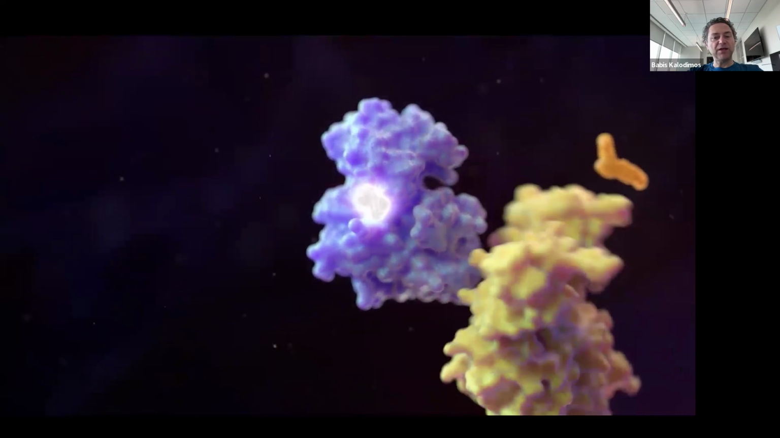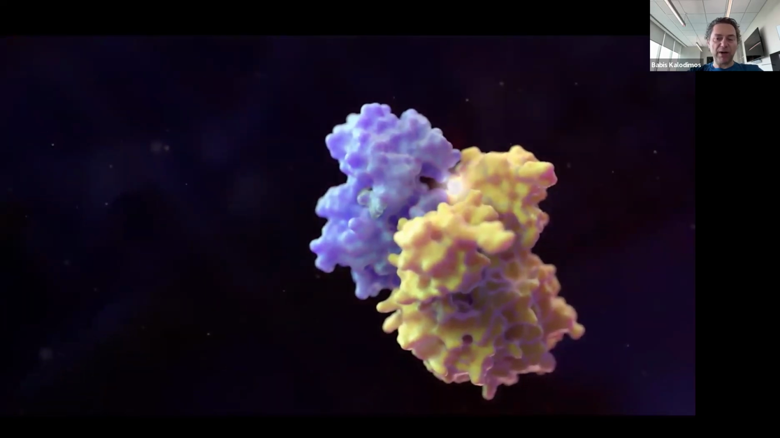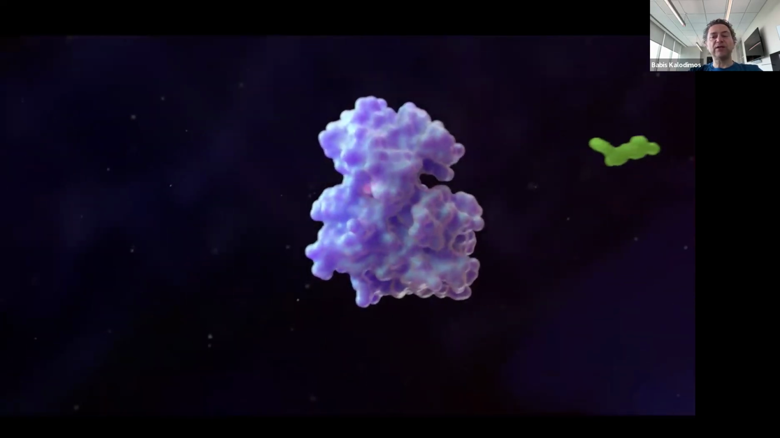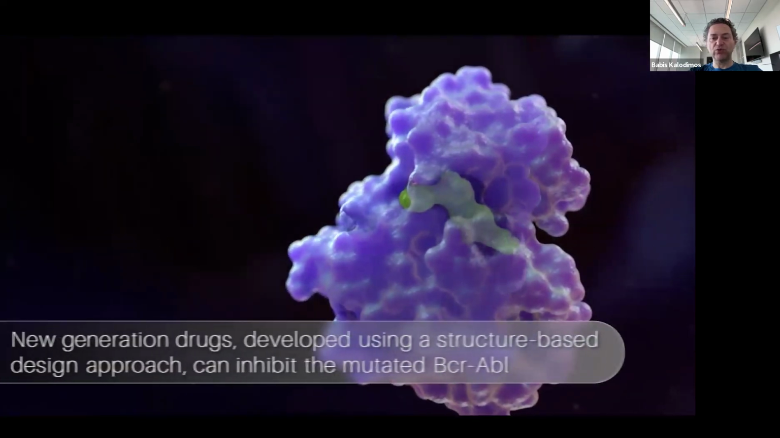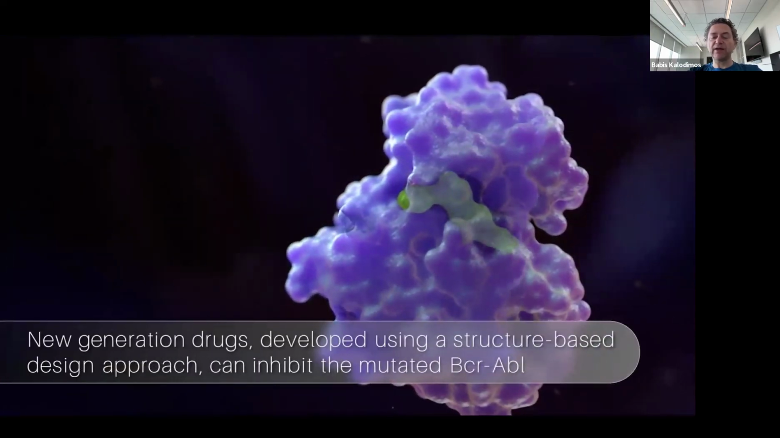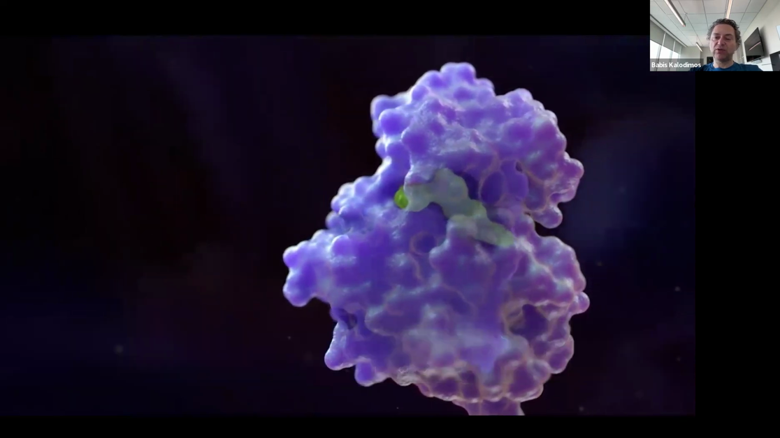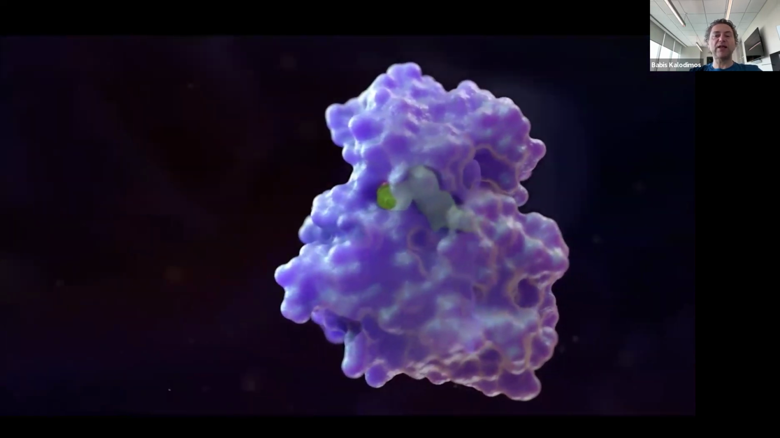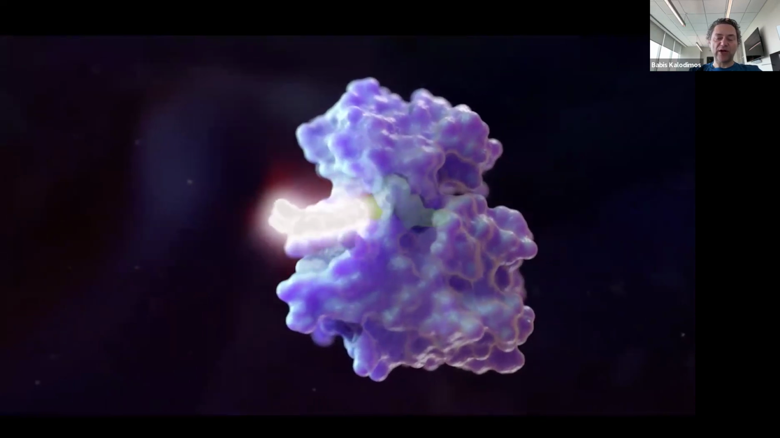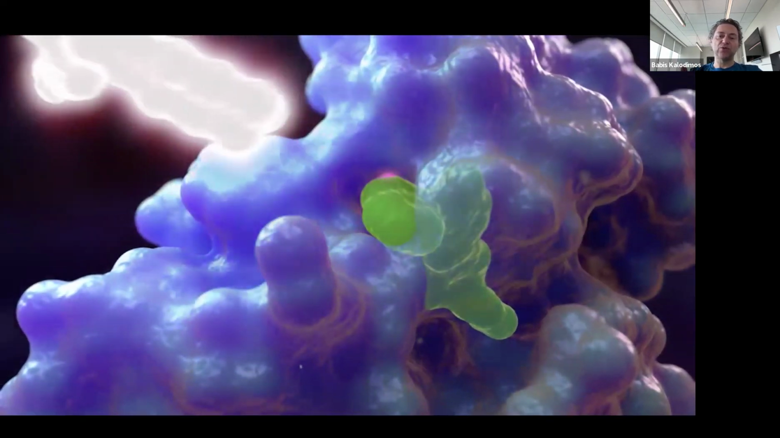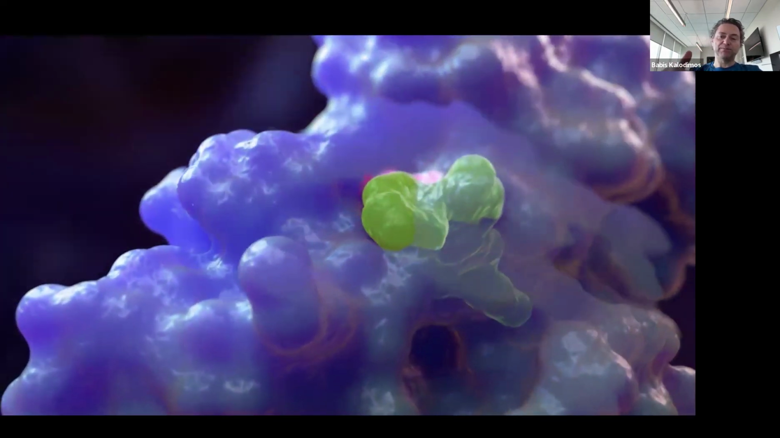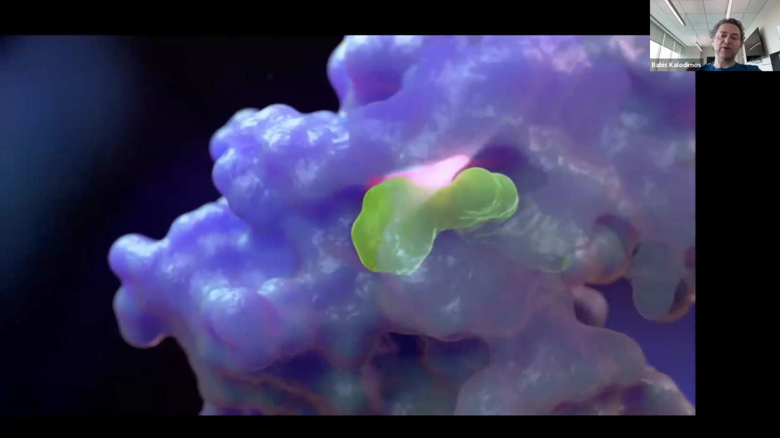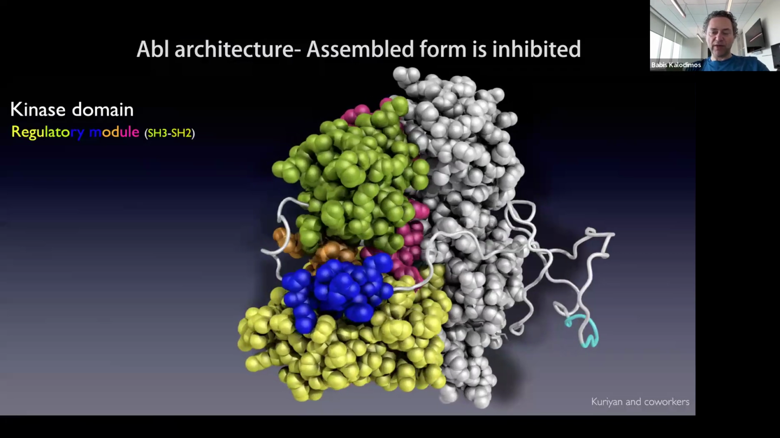So Gleevec cannot really bind anymore, and as such, ATP can bind. Unfortunately, in this case you cannot really have drugs to do this, or at least not Gleevec. But new drugs, second generation and third generation, can be designed through structure-based design to now basically bypass this mutation or fit within this mutation and then block that. That, of course, tells you how important it is for someone to have the structural insight into that.